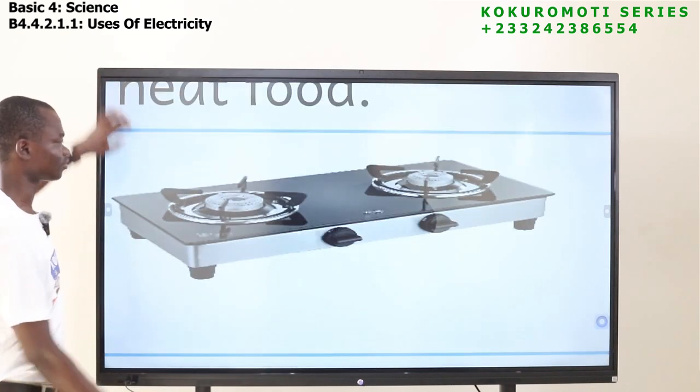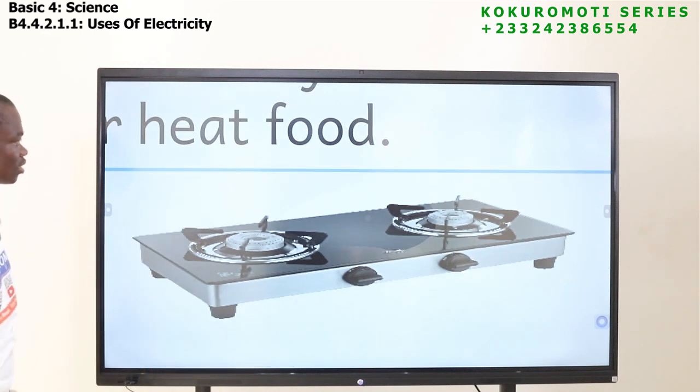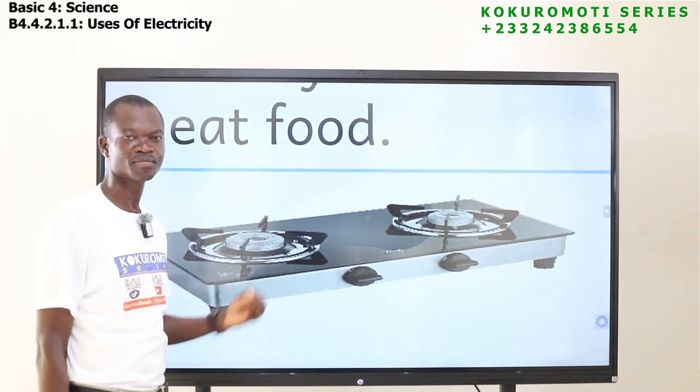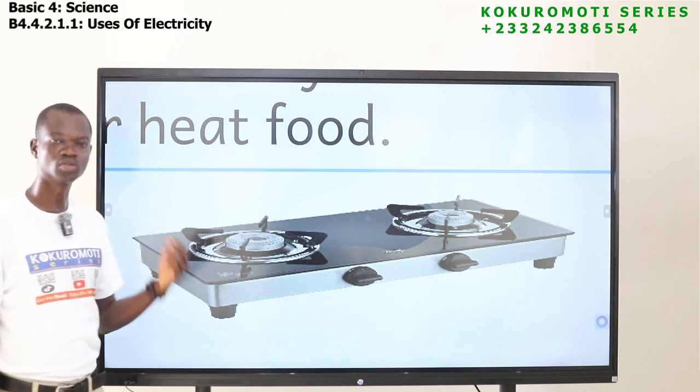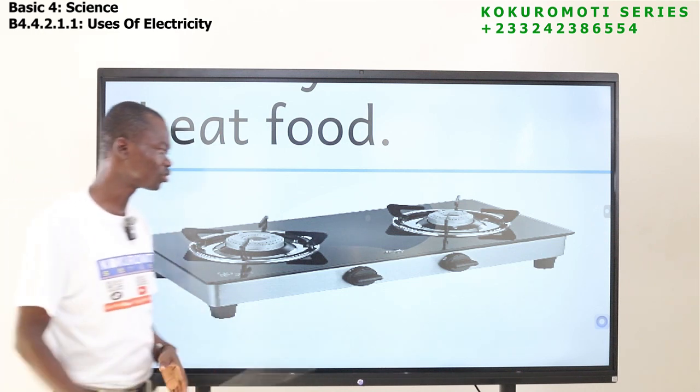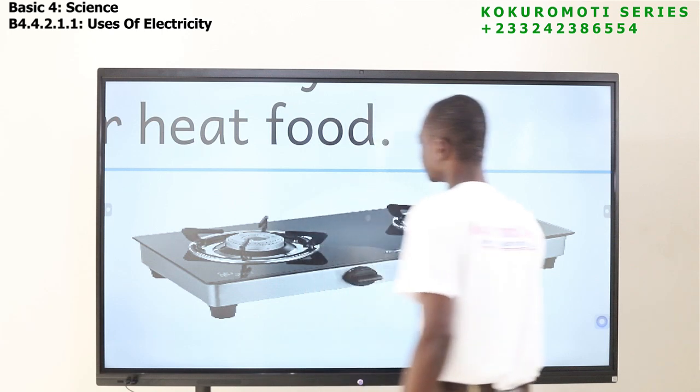If you look at this, this is an electric stove, and we use this to heat water, to heat food, to cook food as well. Without electricity, this cannot function.